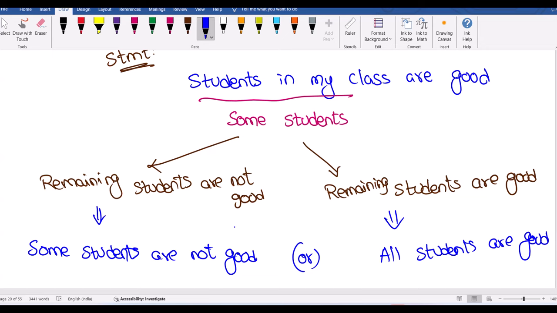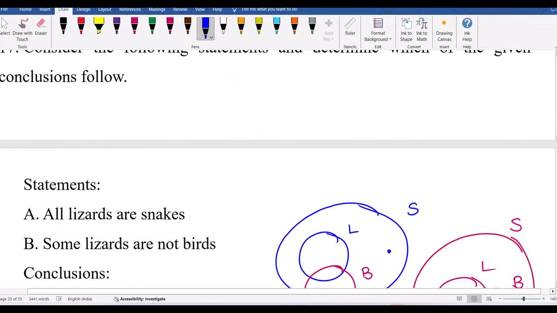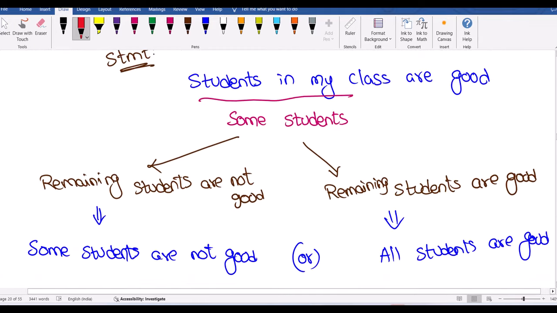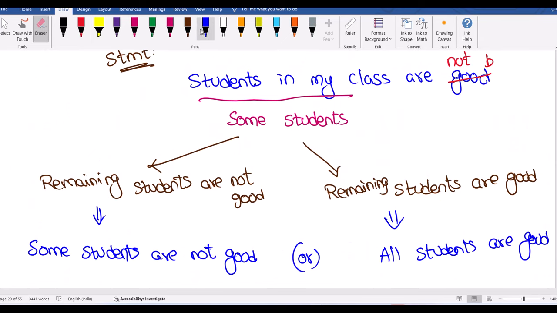Right. Now, for this question, in the statement, some lizards are not birds. The word "not" is given, no? Okay. Now, what can I do? Instead of good, I'll write not bad. Some lizards are not birds, so some students are not bad. That means the result can be some students are good.